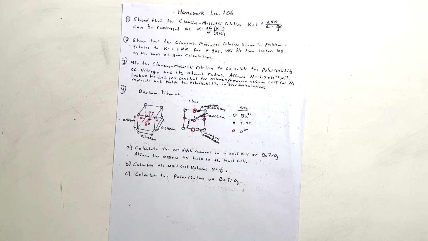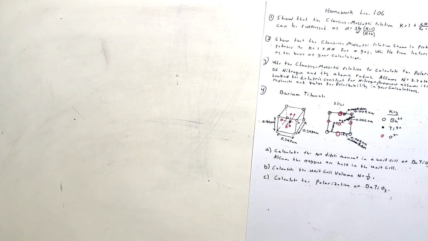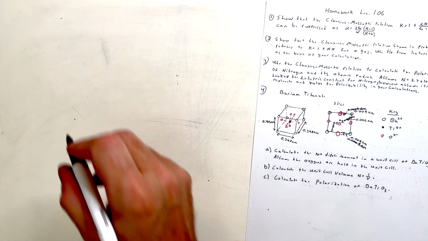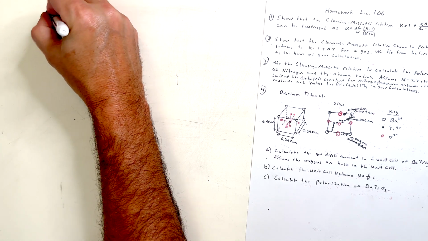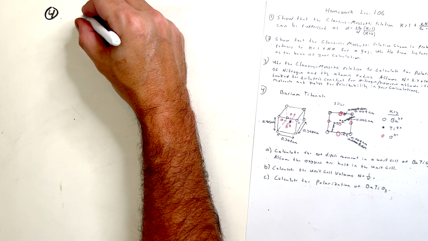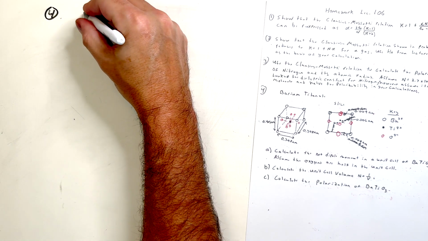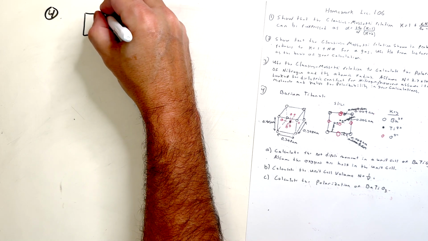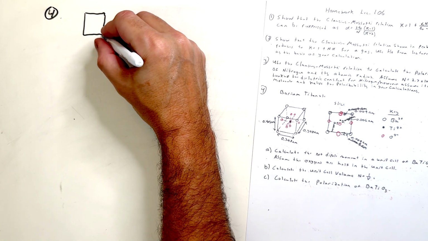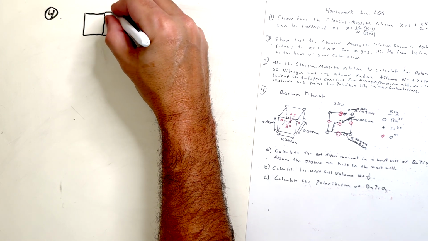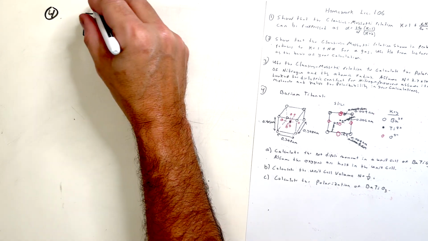All right, number 4. This is the barium titanate problem. So one point of confusion that I might just address right at the beginning when solving problems like this. Let's think about just a square, and I want to have basically a grid of squares. So there's a neighboring square over here, and then there will be neighboring squares all around this.